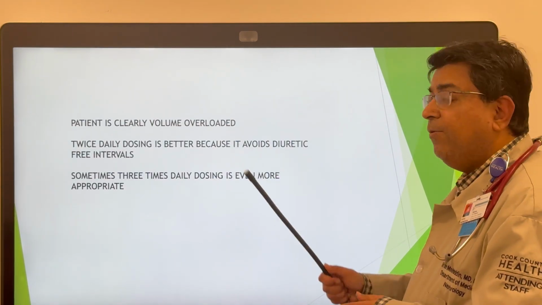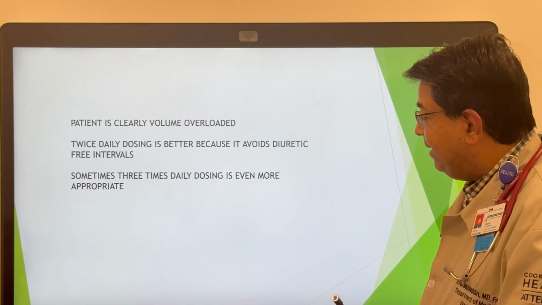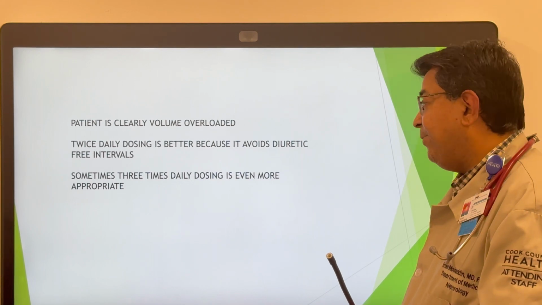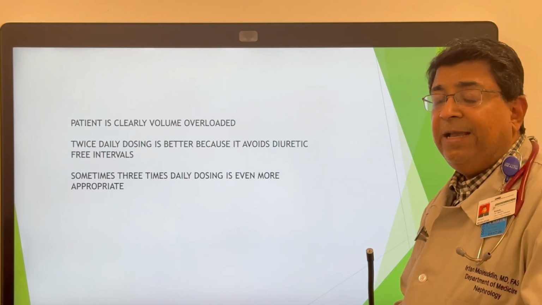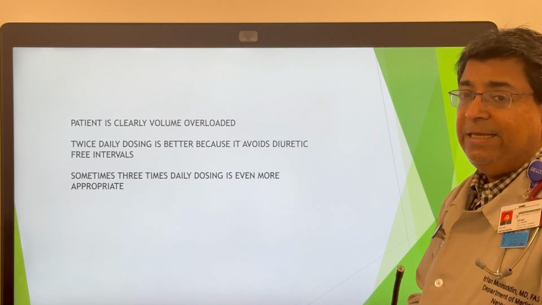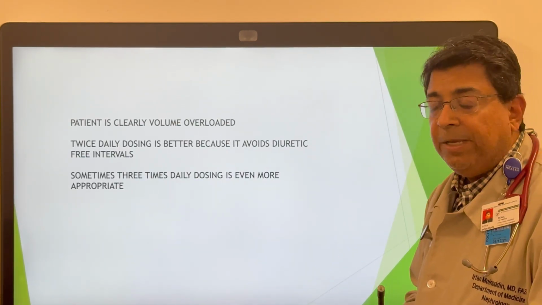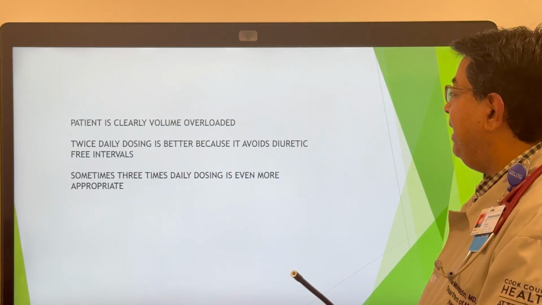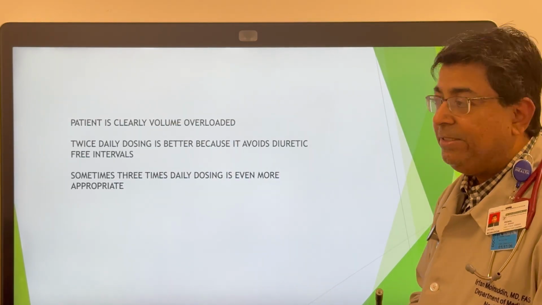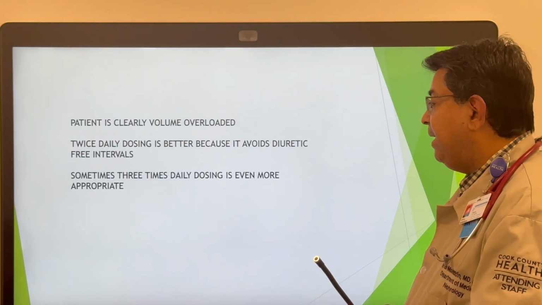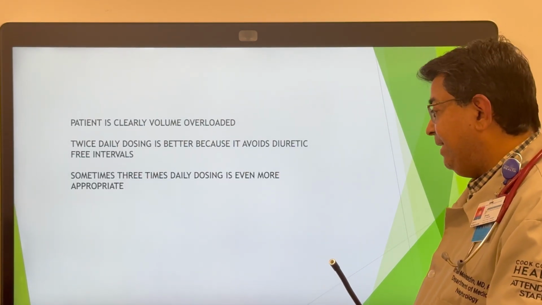So the patient is clearly volume overloaded. Twice daily dosing is considered better because it avoids diuretic-free intervals. In fact, increasing the frequency to 3 times a day may be even better because you are avoiding intervals in which the patient is free of diuretic. So the answer is to change to twice daily dosing.